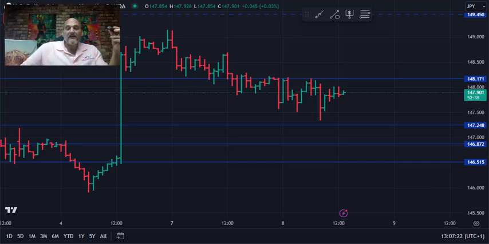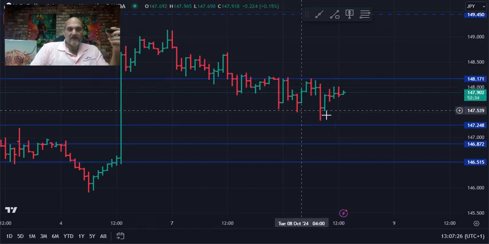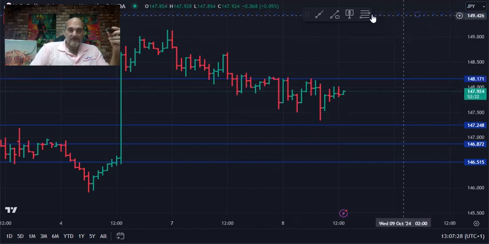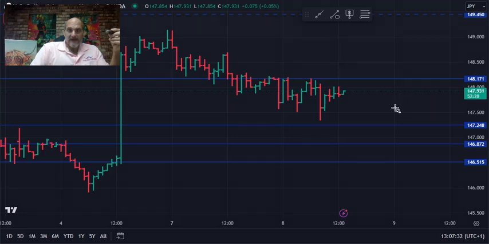Okay, dollar yen. For the day, we have support at 147.24. The marketplace almost came down and touched it, and then it quickly reversed back up. We need to get through 148.17 to start showing some strength.